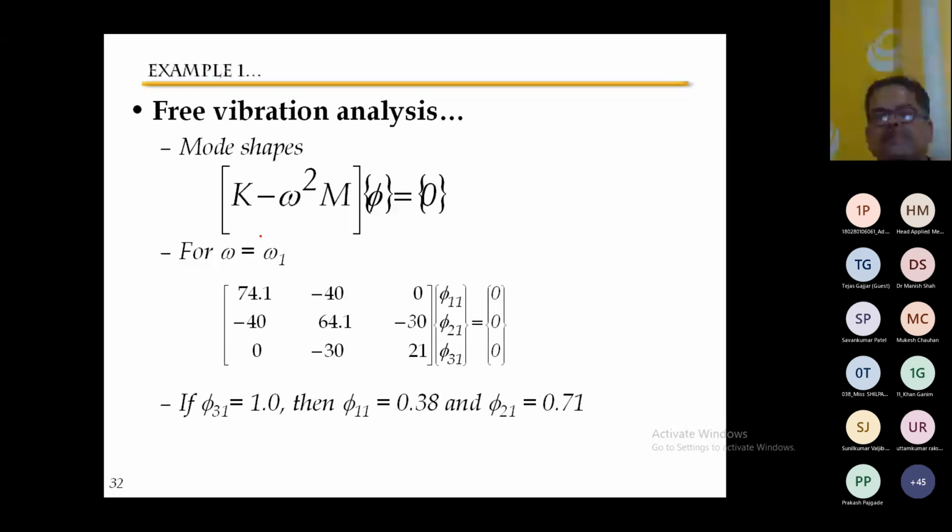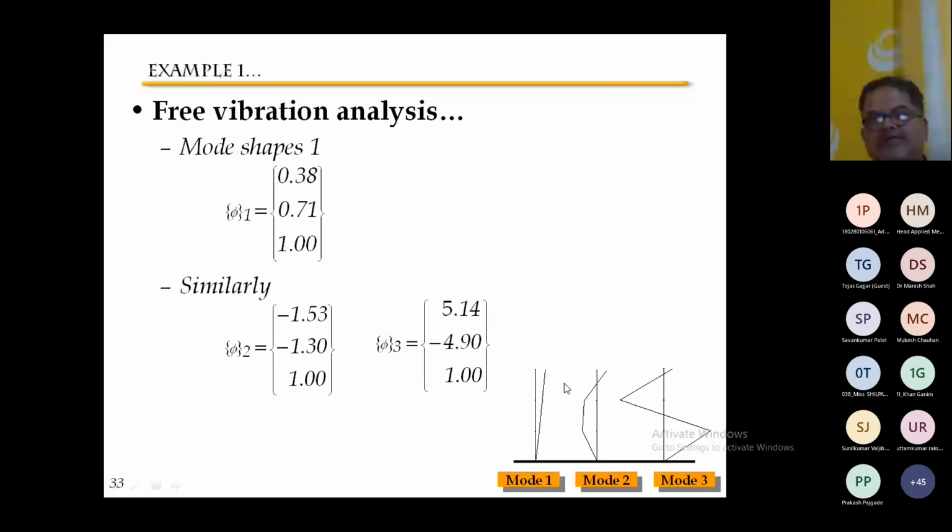It's k minus omega square m phi. Now this phi is nothing but a mode shape. We have to find this mode shape corresponding to mode 1, 2, and 3, right? So these are the mode shapes we derive from this, and this is for mode 1, this is for mode 2, this is for mode 3, and when we plot, we get these types of mode shapes, right? So these are the fundamentals. Just we are clearing, right?